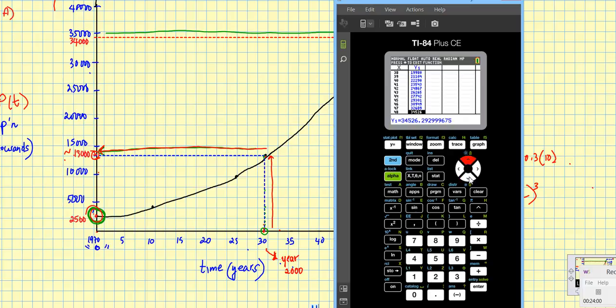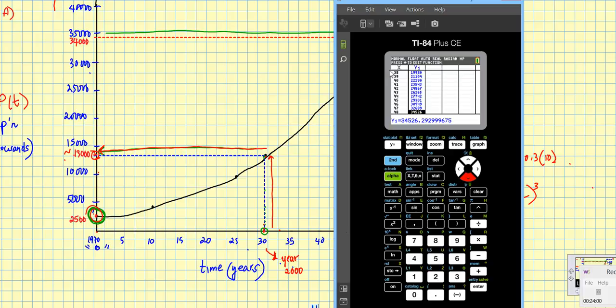Now at 47, we've got approximately 32,689. And when I get to 48, there it is. It's 34,526. It's just over the 34,000 mark. And it was exactly what we said it was. We did it though with the graph. So we found the point of intersection with the graph.